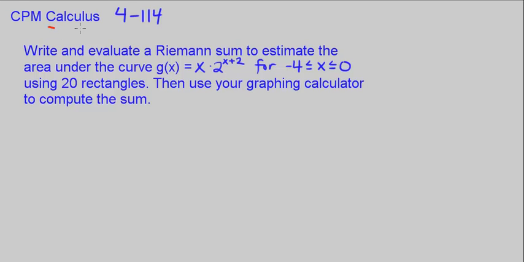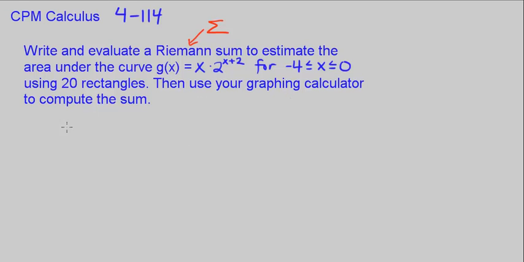This is CPM Calculus, Chapter 4, number 114. So we're asked to write and evaluate a Riemann sum, remember that's just using sigma, to estimate the area under the curve g of x between -4 and 0 using 20 rectangles. Then use your graphing calculator to compute the sum.